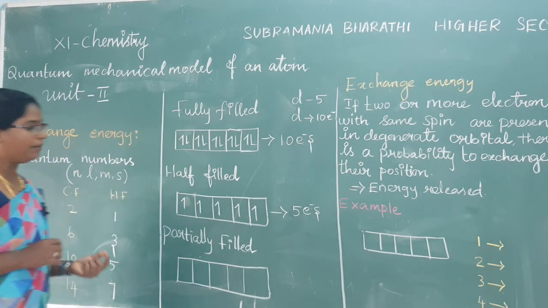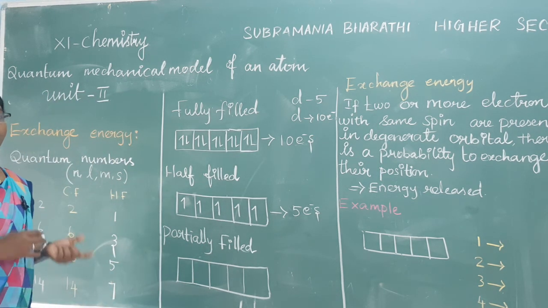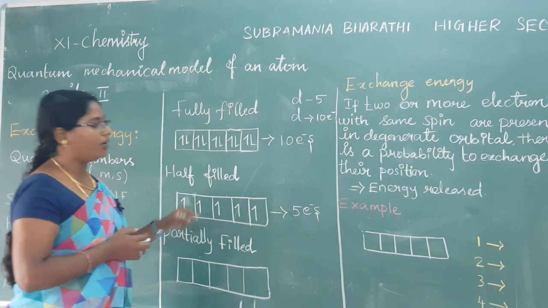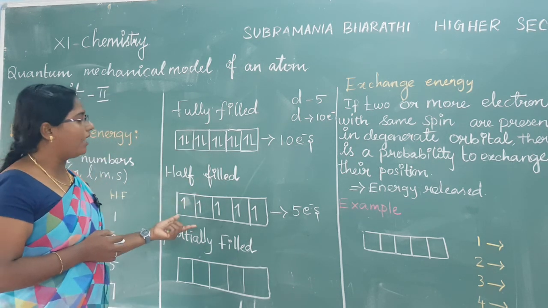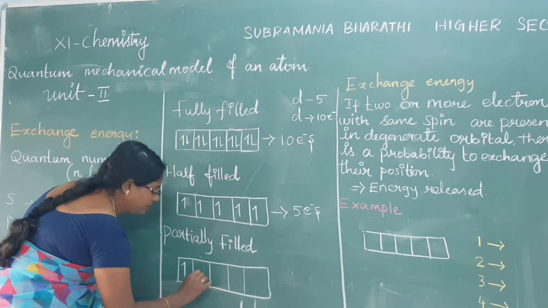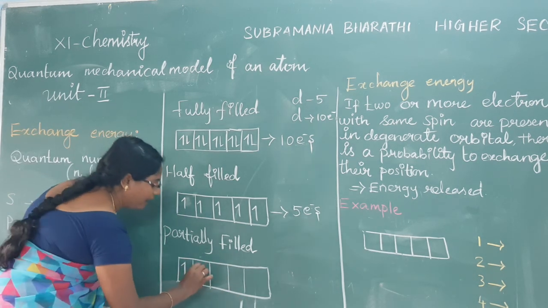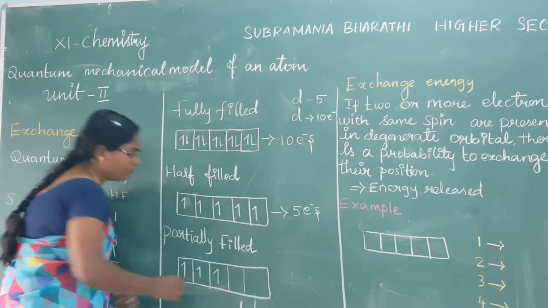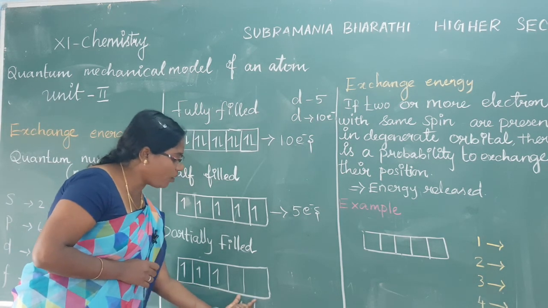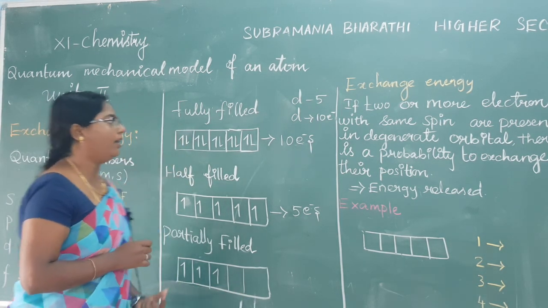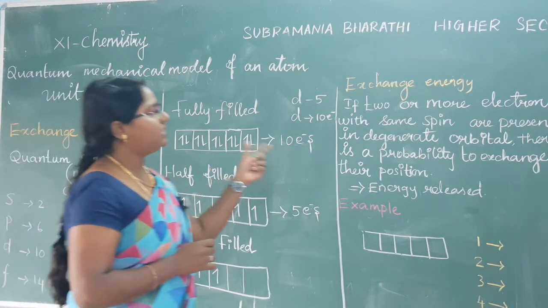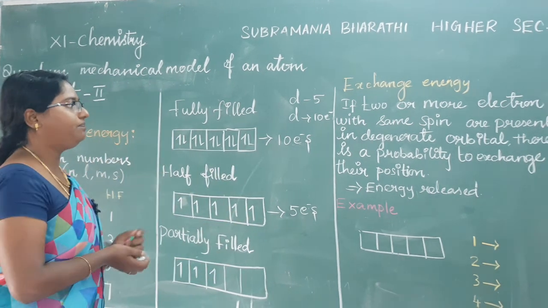Then the last one, partially filled. Partially filled means it is neither completely filled nor half filled. Let me write here, say for example, the d orbital with only 3 electrons. So it is partially filled because the 2 degeneracy boxes here are left empty. Do you understand? So the next thing, we will see what is exchange energy.